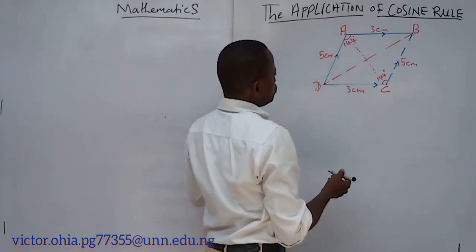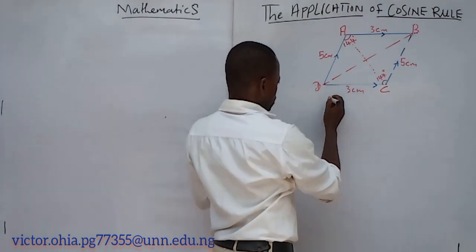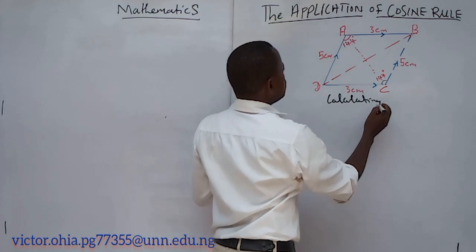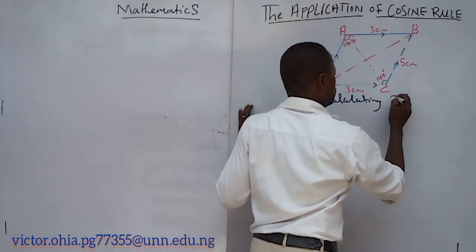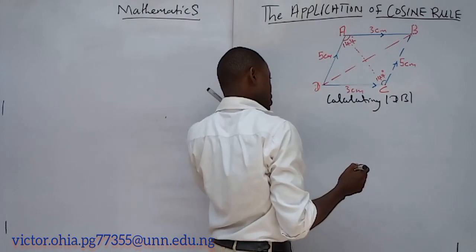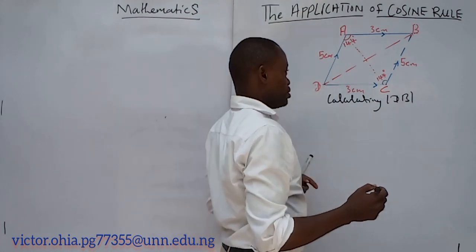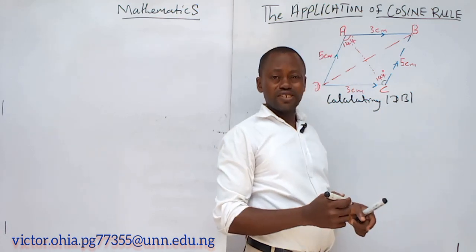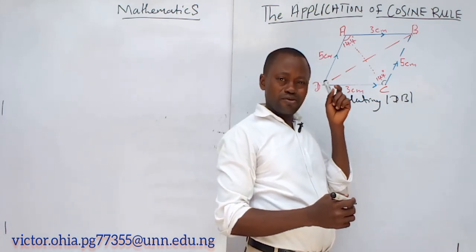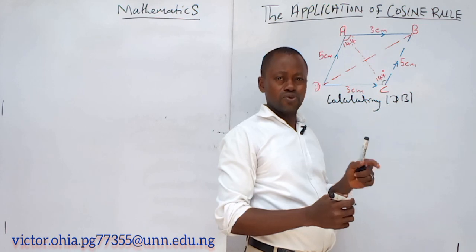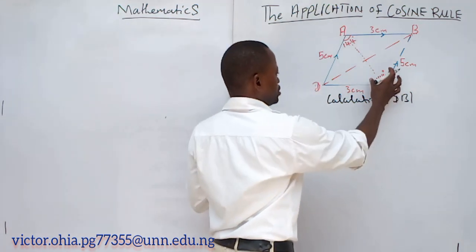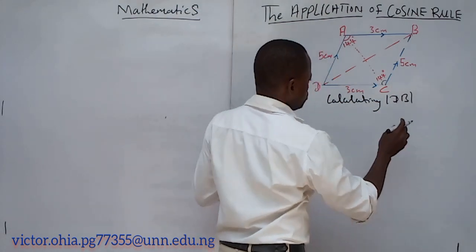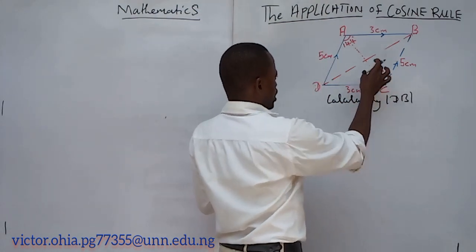All right, back to the solving. What are we quickly going to do here to get the first diagonal? I would say calculating DB. What am I going to use? Am I going to use sine rule or cosine rule? I'm going to use cosine rule. Reason: you have two sides of a triangle and the angle between them. If I apply sine rule here, you can't be able to. Time will not permit me to do that. Let me quickly go.